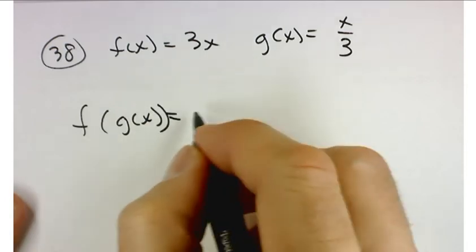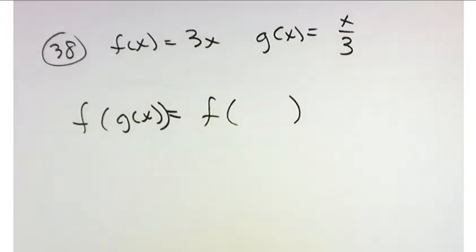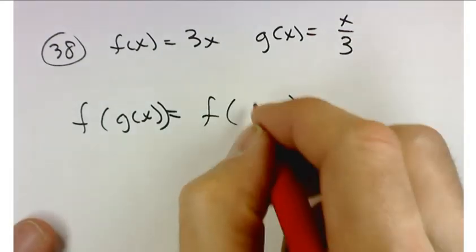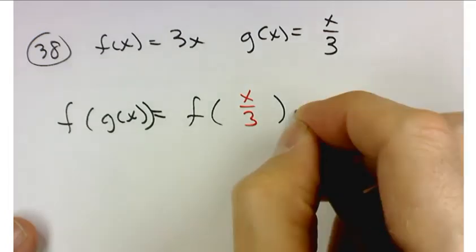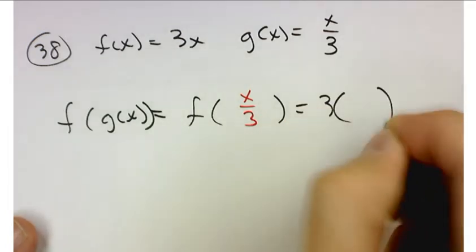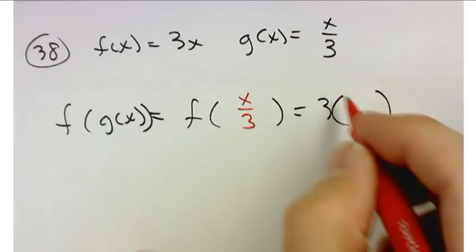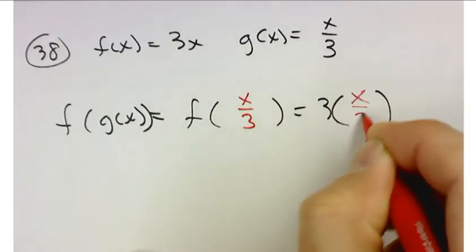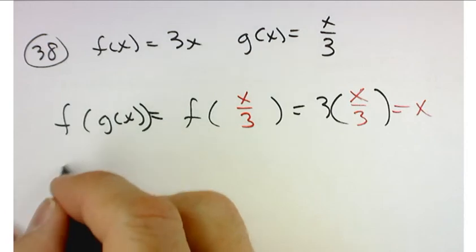So what they're asking you to do is to verify that f of g of x equals x. Well, f of g of x is really f of x over 3, and when I put that in here, that's really going to be 3 times x over 3, and I get back to where I started. So those two functions, when you do one then the other, cancel each other out.